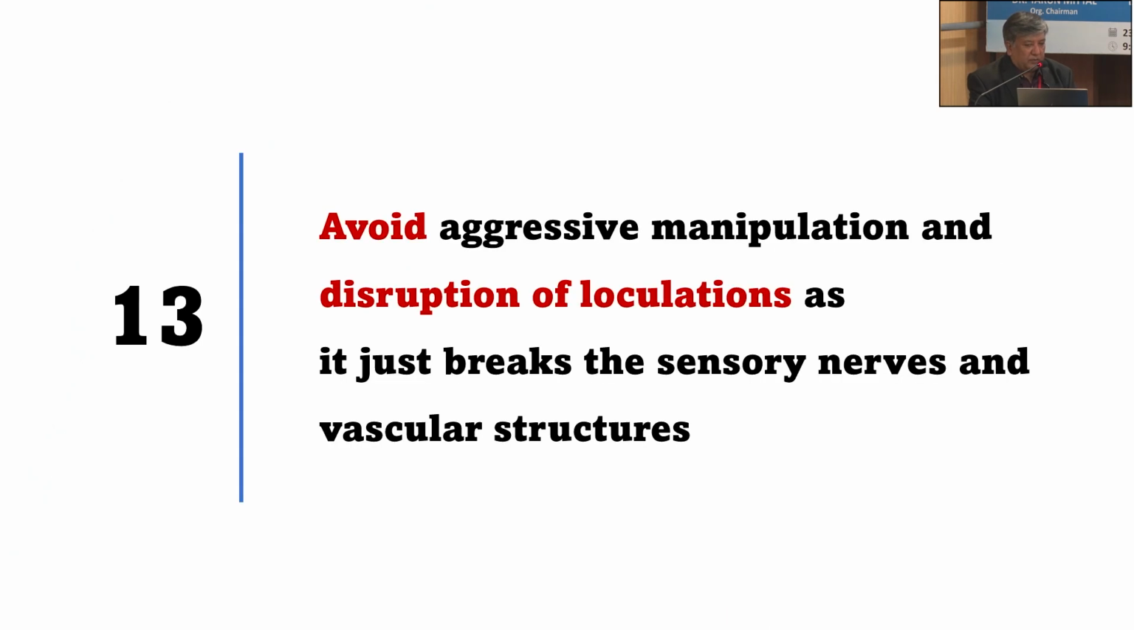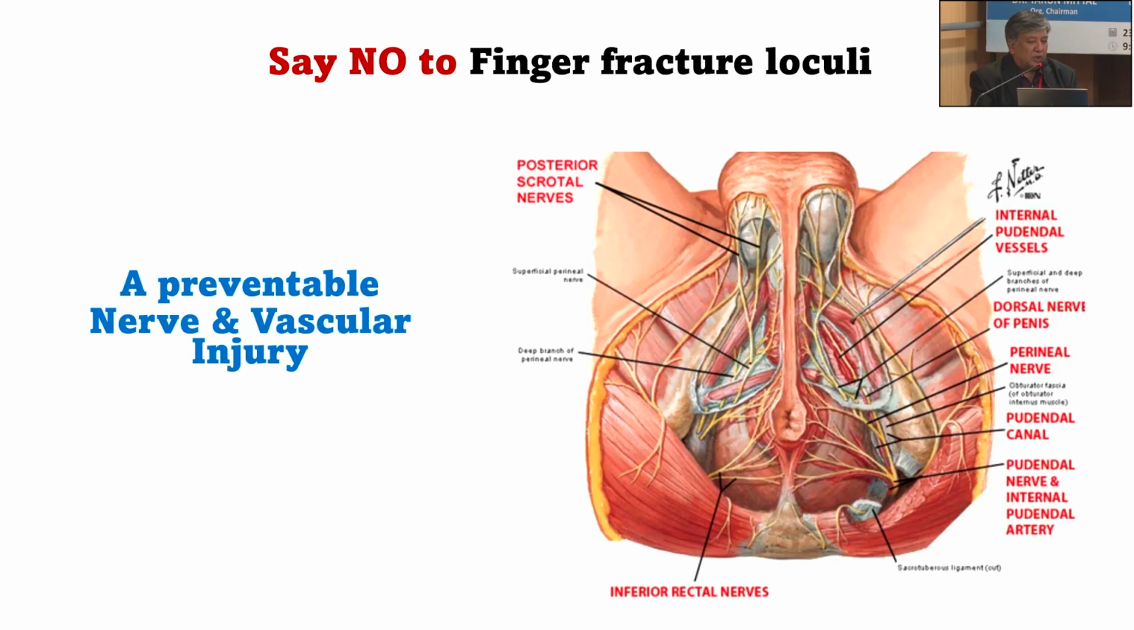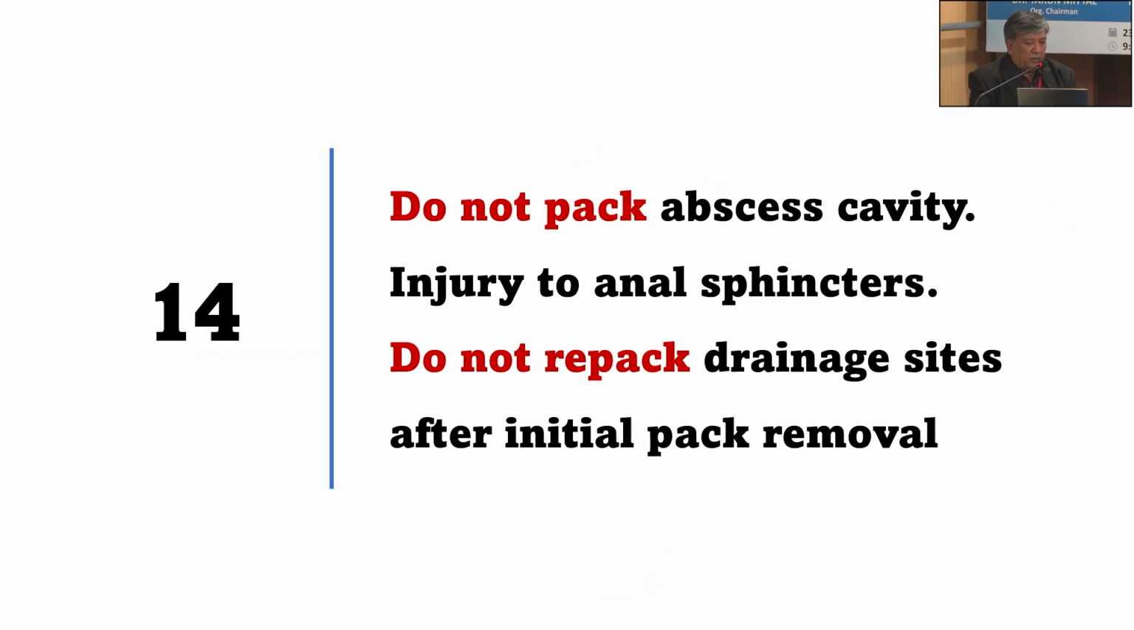Curette is sufficient. Point 13: avoid aggressive manipulation and disruption of loculi, especially with your finger. It just breaks the sensory nerves and the vascular structures which are there. So the patient has paresthesia, they can't feel any sensations, and there's bleeding. And if there's bleeding, you're going to put a lot of packs inside. No packs inside. Drains inside, no packs. Imagine that you have the abscess. Would you like a 6-meter pack inside, or would you like a drain inside which causes no pain?